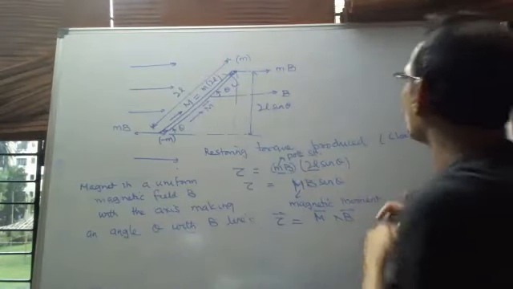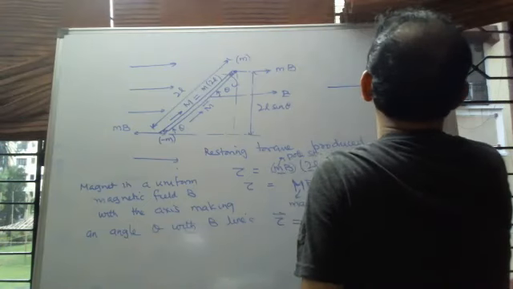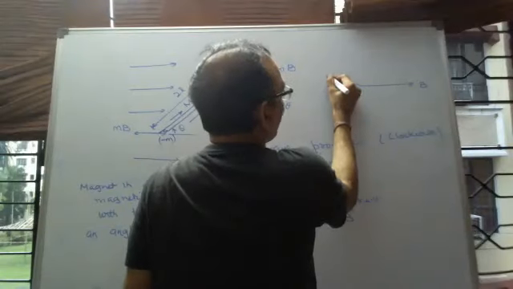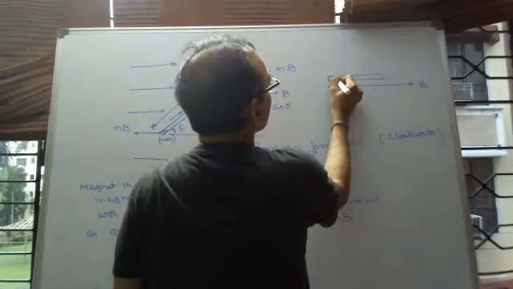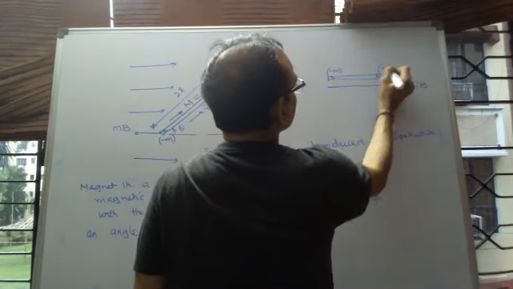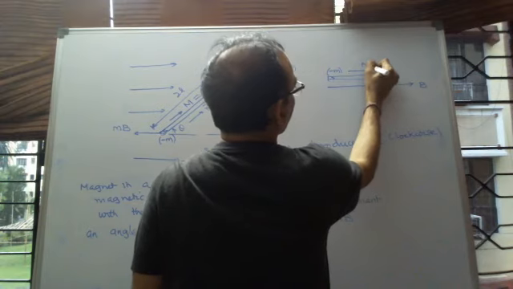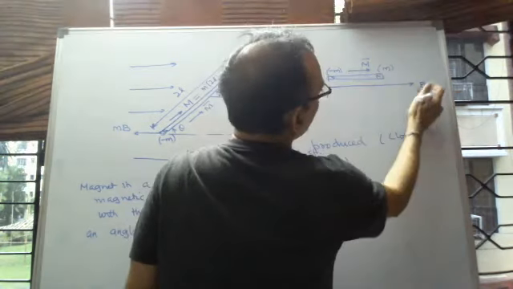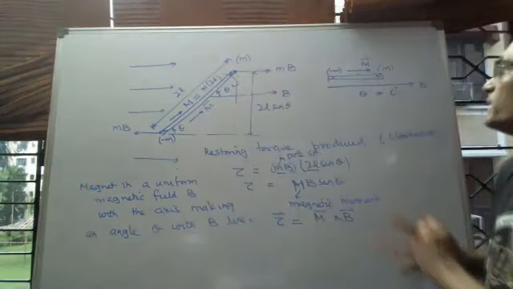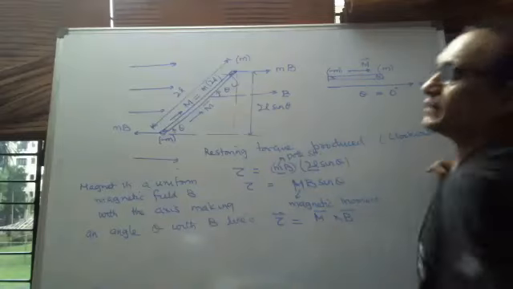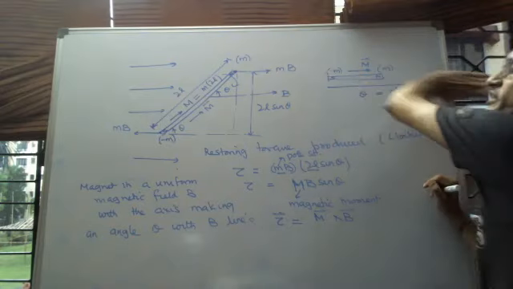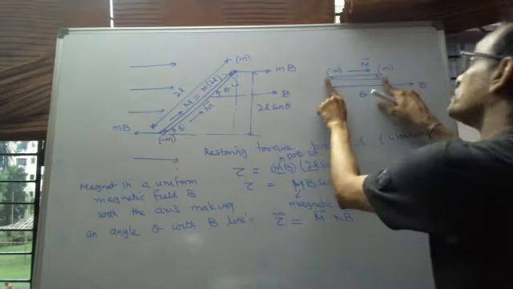Restoring torque. Now what will this be? This is the direction of the magnetic field. If the magnetic moment is in this direction, if the magnetic moment is parallel to B, in this case the angle between M and B is 0, theta is 0. If the magnetic moment is parallel to B, now what will you do? If you displace it slightly, it would want to get restored to this position. It will be in equilibrium.